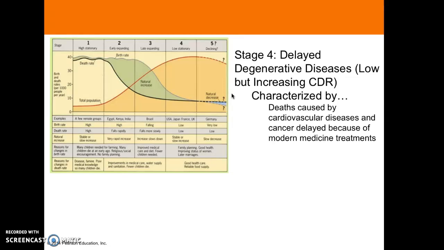Stage 4, you have a low crude death rate, but it increases a little bit because you have an older population, and eventually the older population is going to die from degenerative diseases. And you're still going to see a majority of the deaths are going to be caused by things like cancer and cardiovascular diseases. But people are living much longer, and so they have a much higher life expectancy during stage 4.